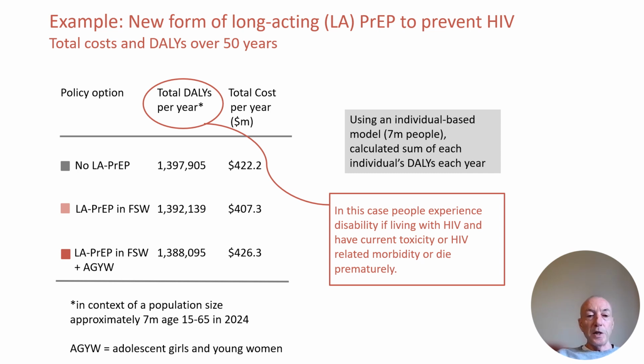Now, in this case, the DALYs, the disability that we're taking into account, is of people living with HIV and having current toxicity to an antiretroviral drug or HIV-related morbidity, or of course DALYs are incurred if they die prematurely.